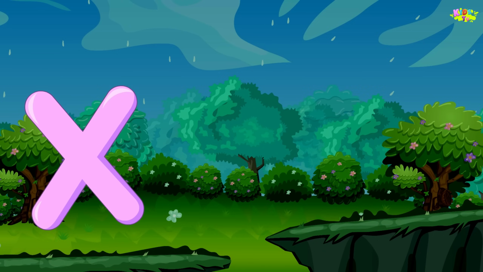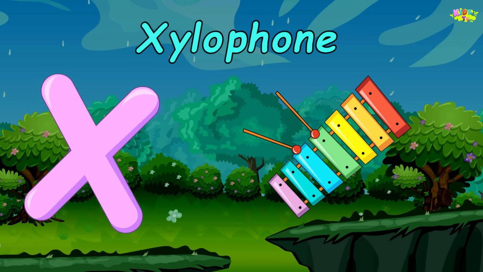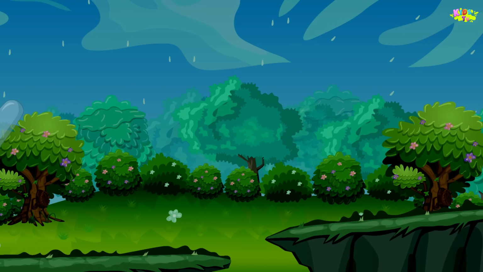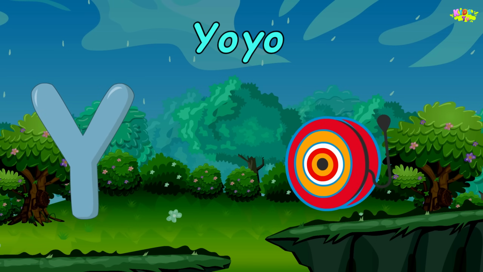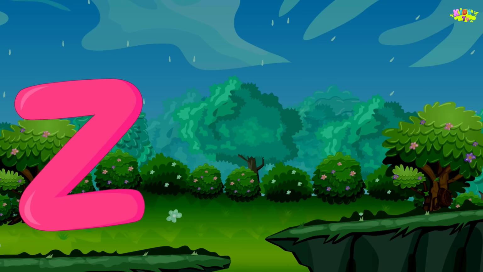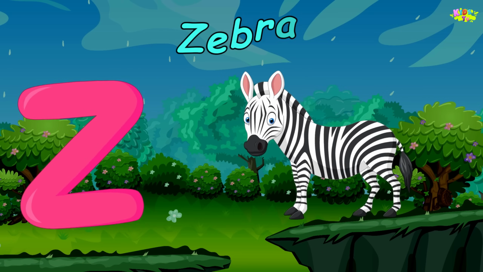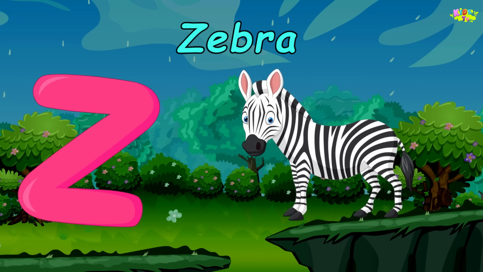X is for xylophone, xylophone, xylophone. X, xylophone. Y is for yo-yo, yay, yay, yo-yo. Y, yo-yo. Z is for zebra, z, z, zebra. Z, zebra.